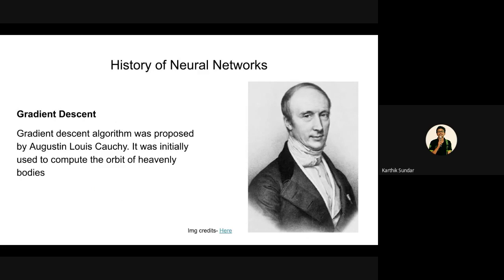Sometimes in your math classes, like Cauchy's inequality, the Cauchy-Schwarz inequality. So Cauchy was a great mathematician, and he actually found an algorithm called the gradient descent algorithm back in the 1800s, and it was initially used to compute the orbits of heavenly bodies. It has nothing to do with neural networks.